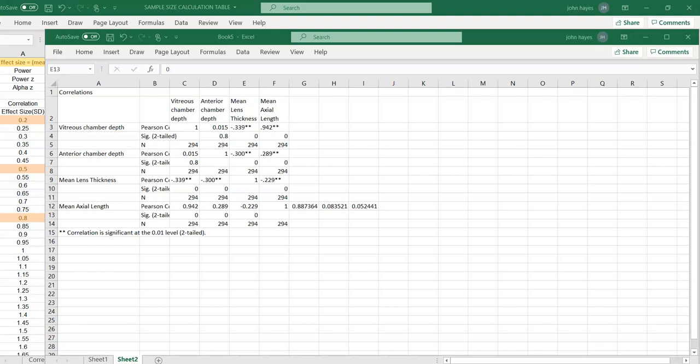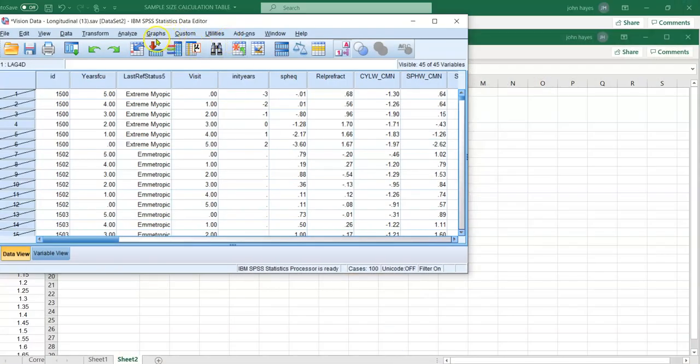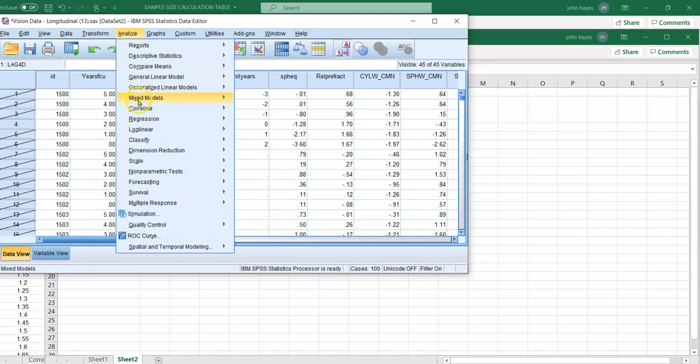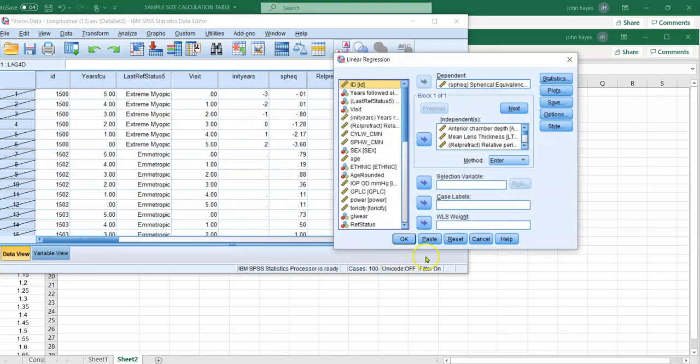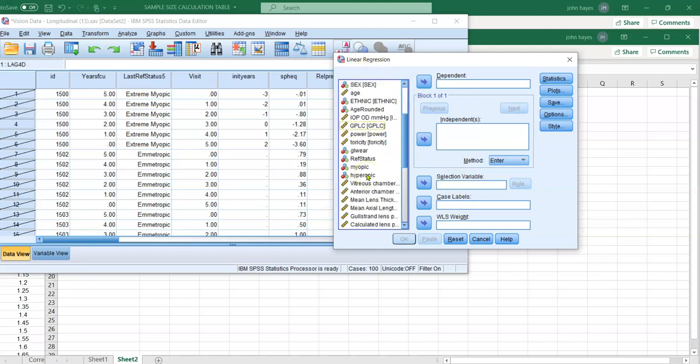Run a regression with mean axial length as a dependent variable and vitreal chamber depth, anterior chamber depth, and lens thickness as the independent variables. So here we go. Vision data, analyze, regression, linear. Let's reset this old one. So our dependent variable is mean axial length, and vitreous chamber depth and mean lens thickness are independent variables.